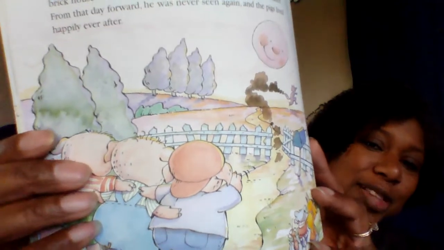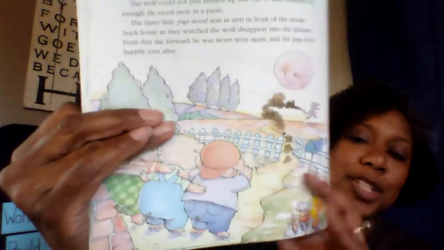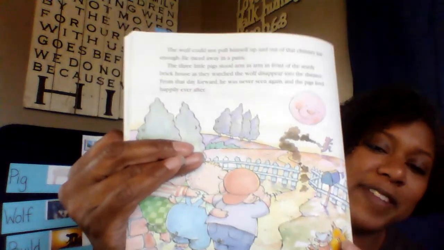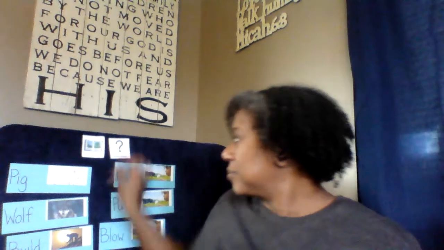The three little pigs stood arm in arm in front of the sturdy brick house as they watched the wolf disappear into the distance. From that day forward, the wolf was never seen ever again, and the little pigs lived happily ever after. Look, you can see the wolf running way over here. Let me try to bend this back a little bit without ruining. Look, there's the wolf running away with his tail on fire, and then look at the three brothers. They have their arms around each other. They did some teamwork. That is so silly.